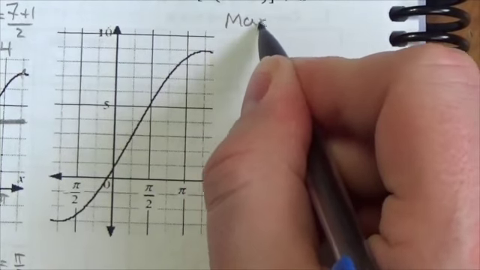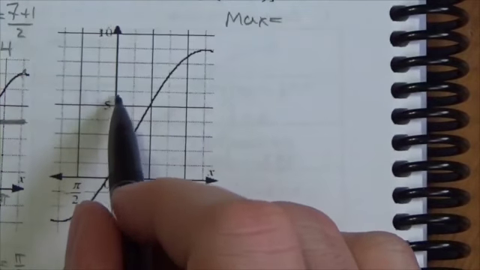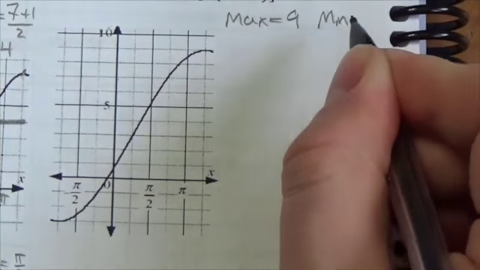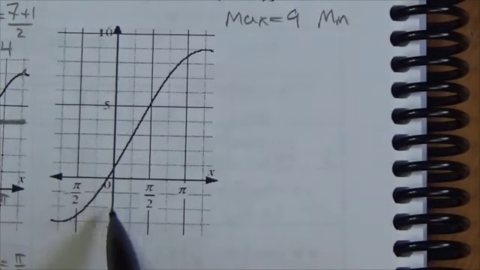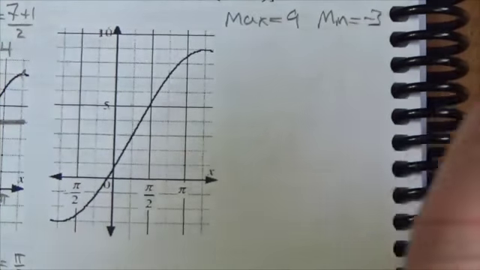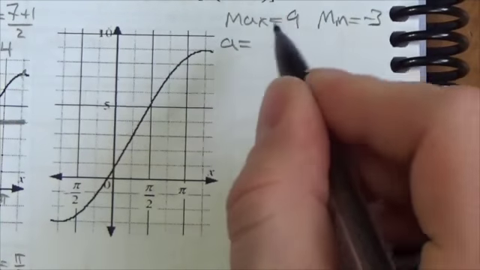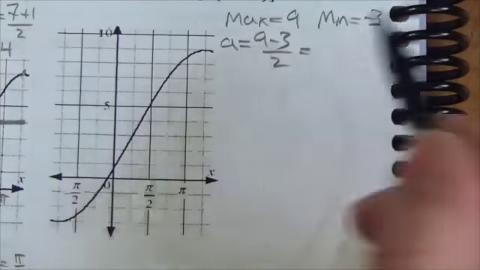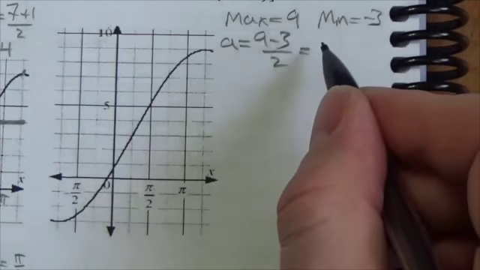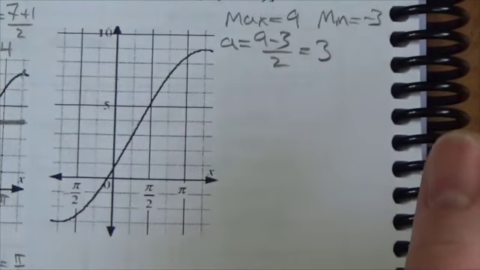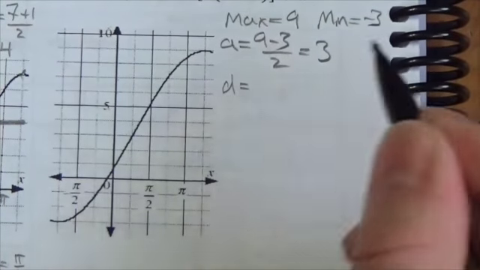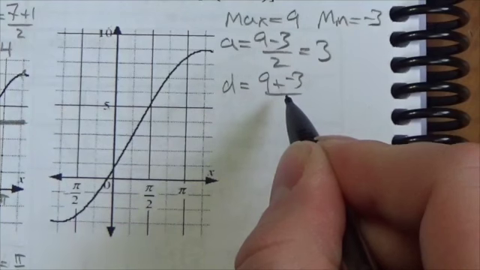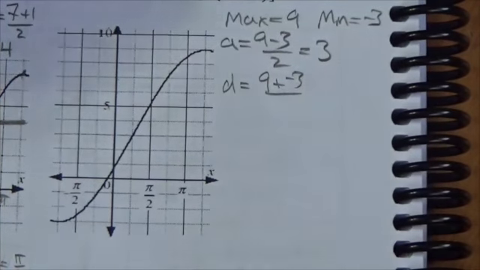So first of all, my max value here, this is 5, so 6, 7, 8, 9. My max is 9. My min down here is 1, 2, 3, negative 3. So now I can figure out my amplitude. That's going to be max minus the min over 2. Well, 9 minus negative 3 is 12, divided by 2 is 6. Oh, sorry, that's not what I said. D is going to be the max plus the min.